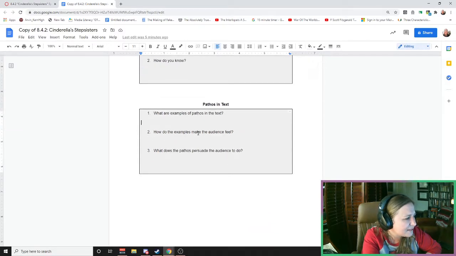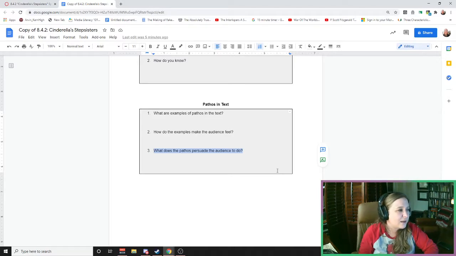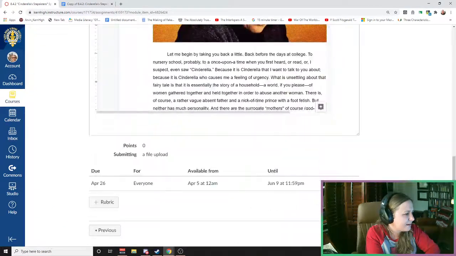And then lastly, I want you to consider the pathos. What are examples of pathos in the text? How does Toni Morrison appeal to our heartstrings and our emotions? Okay, how does she make us feel as an audience? Okay, how does she make the graduates feel? Okay, and what does the pathos persuade the audience to do? How does her use of triggering your emotions push you? How does it make you feel? What does it make you want to do? So you're going to answer that right there. Okay? And then I think that's it for this week.